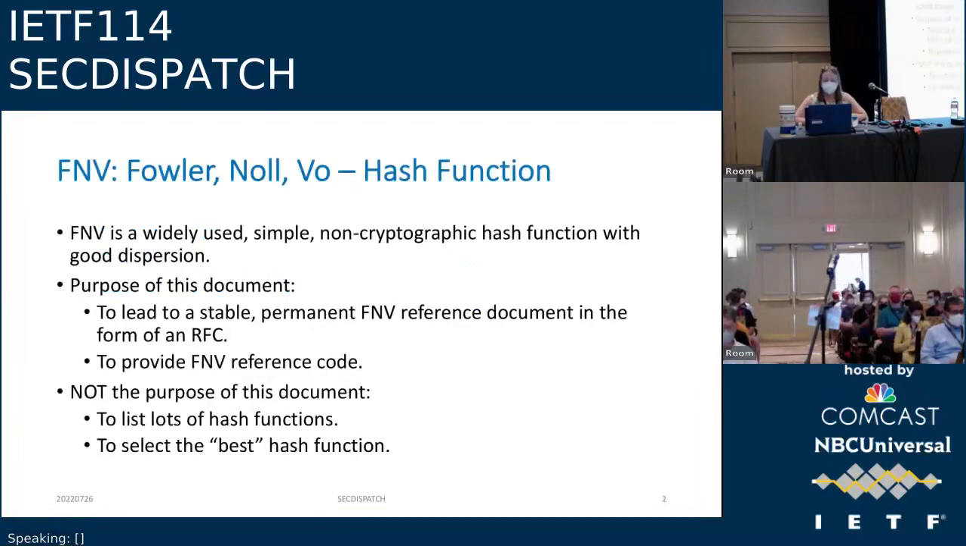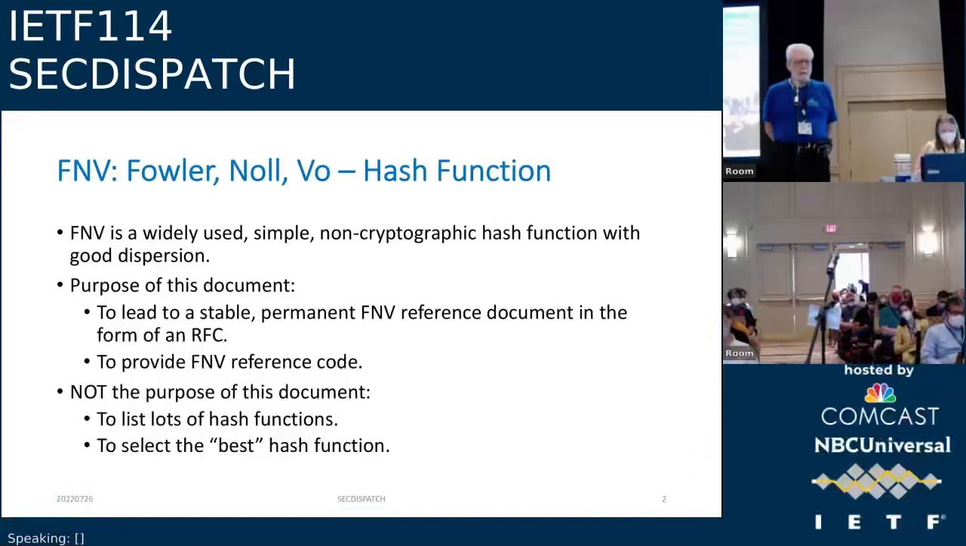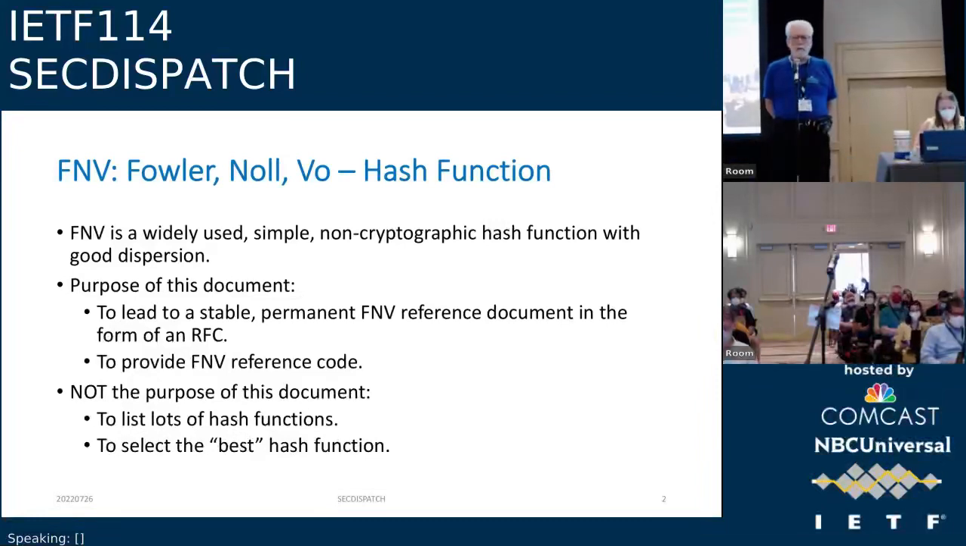So it's very simple. It's widely used. It's a non-cryptographic hash function, so it's commonly used for things like calculating something which you use to get an index into a hash table or something like that. It provides good dispersion even with short inputs that have only a few bits of difference. The purpose of the document is to provide a stable, permanent FNV reference document, hopefully in the form of an RFC, and it also provides reference code in C. It's not to provide lists of lots of different hash functions or to select the best one. There's a complicated, different criterion that can be used for selecting the best hash function. Next slide, please.